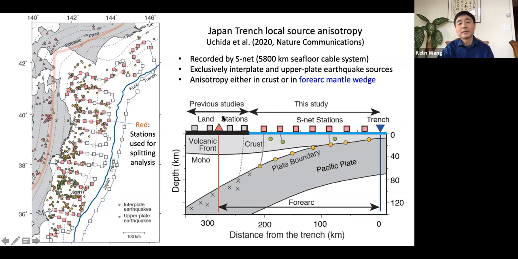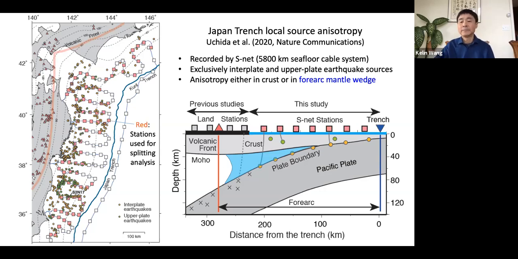And also because they have so many earthquakes there, they could afford to throw away a lot of them and to use for this study only the events that are along the plate interface or in the upper plate. Therefore, whatever anisotropy we resolve, it is either in the upper plate crust or in the Forearc Mantle Wedge. Now we have a good opportunity to resolve the anisotropy of the Forearc Mantle Wedge.